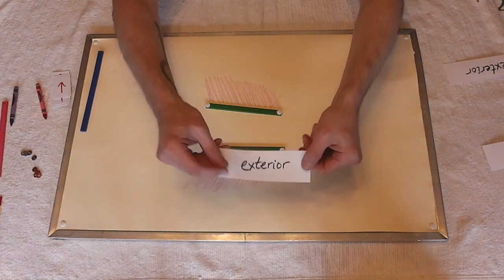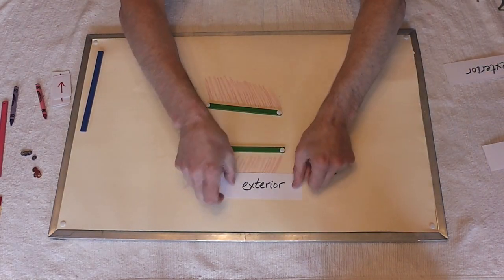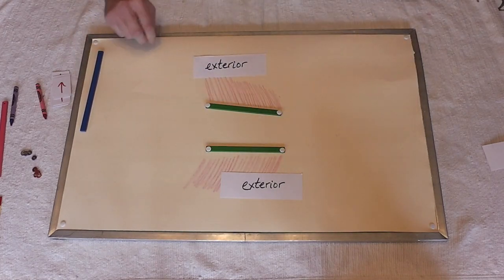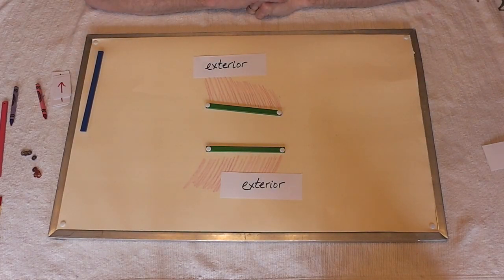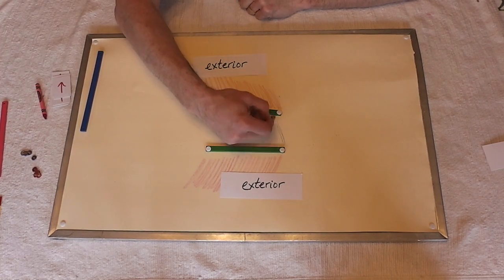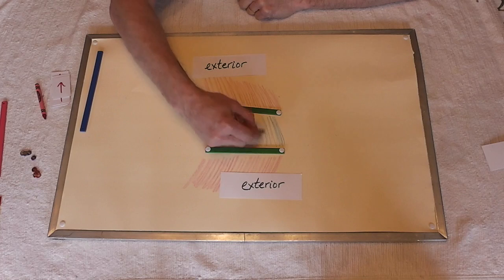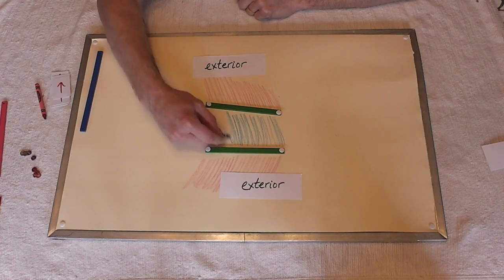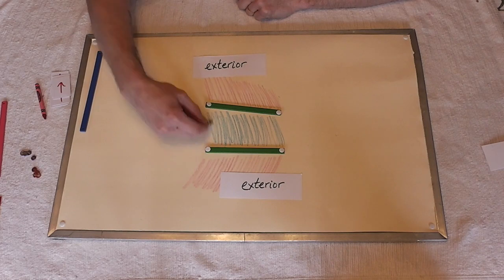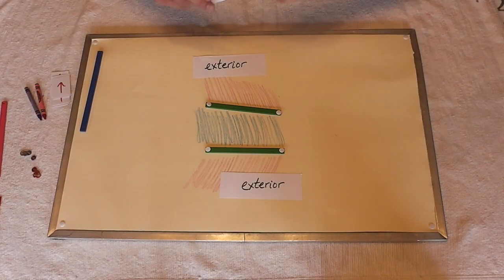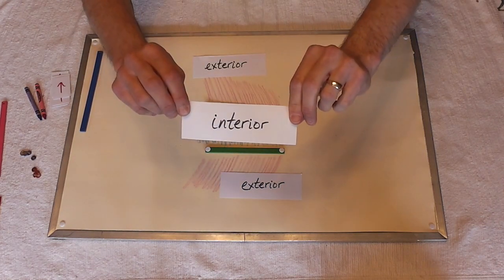Okay? Exterior. The red area is defined as the exterior. The area of the plane between the two sticks, I'm going to color blue, and we are going to call that the interior.